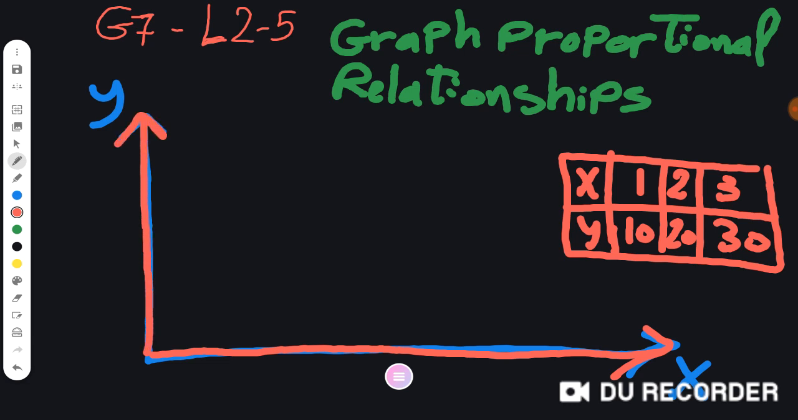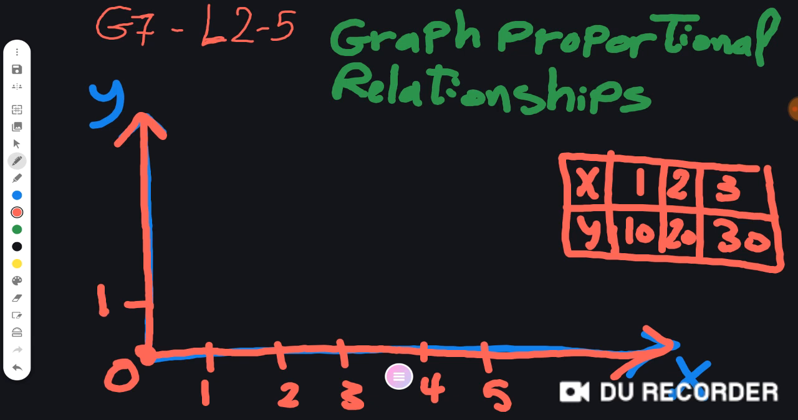Then we denote the scale of x. X starts with 1, 2, 3, 4. The first point here should be 0, and we can make the scale 1, which is suitable: 1, 2, 3, 4, 5 and so on. Each time we add 1. And for y, which starts from 10, 20, 30, we can make the scale in this way: 10, 20, 30, 40, and so on.